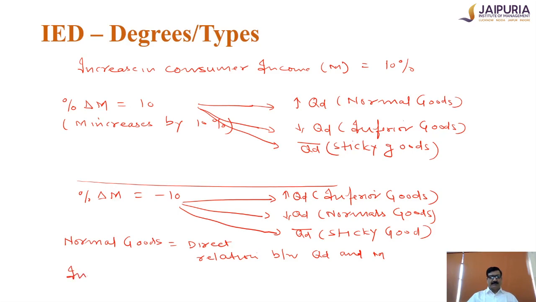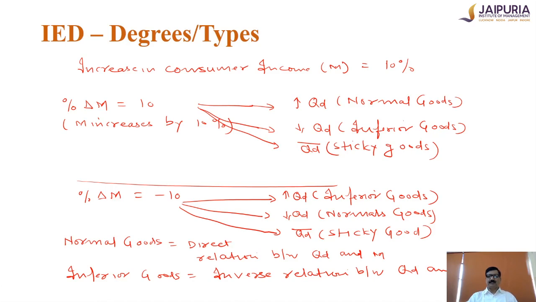And in case of inferior goods, there is inverse relation between quantity demanded and M, that is consumer income. So inverse relation means quantity demanded moves in the opposite direction of change in consumer income. Meaning thereby, if consumer income rises, then demand for inferior goods goes down. Why? Because consumers may prefer superior goods. And if consumer income declines, then demand for inferior goods may increase. So there is inverse relation between inferior goods and consumer income.